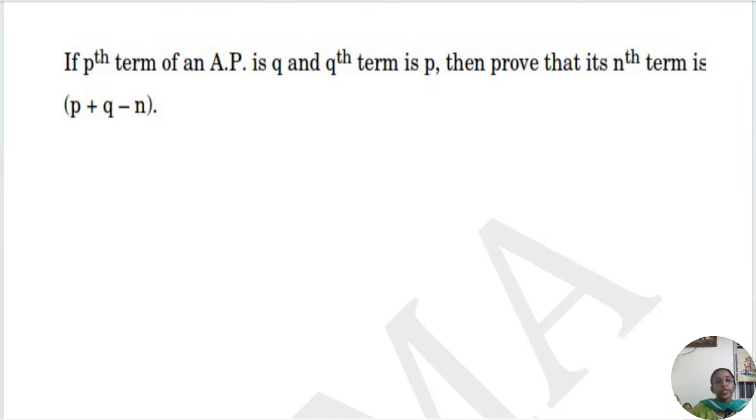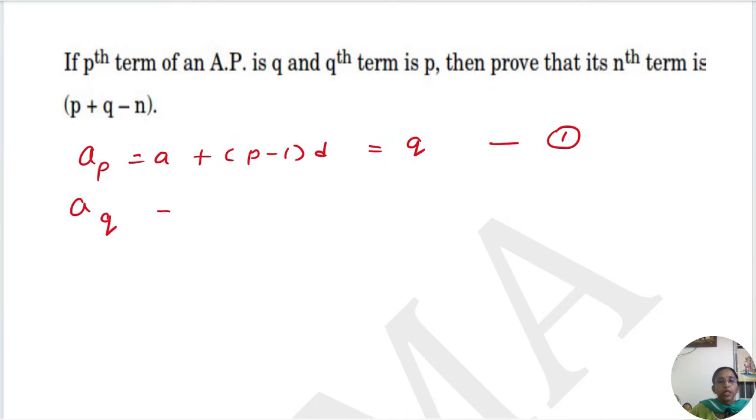If the pth term of an AP is Q and the qth term is P, then prove that the nth term is P plus Q minus n. So first condition, the pth term: a_p is equal to a plus (p minus 1) into d, which is equal to Q. So this is our first condition. Next, a_q is equal to a plus (q minus 1) into d, which is equal to P.